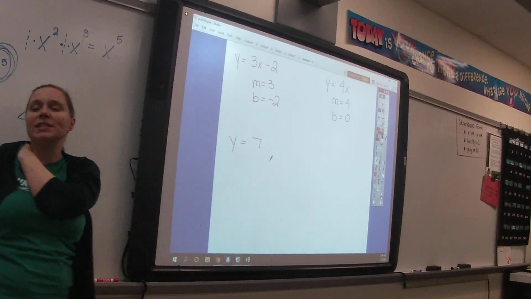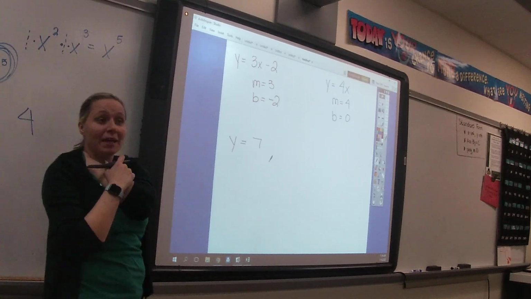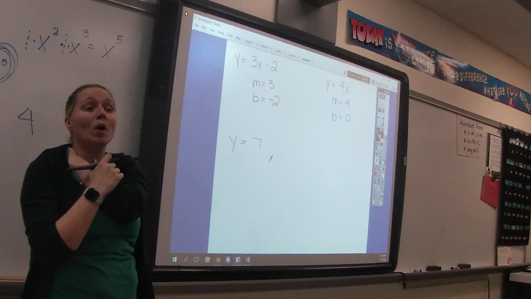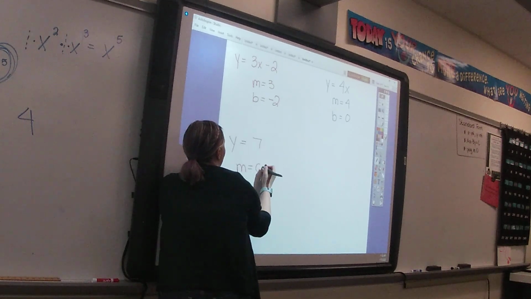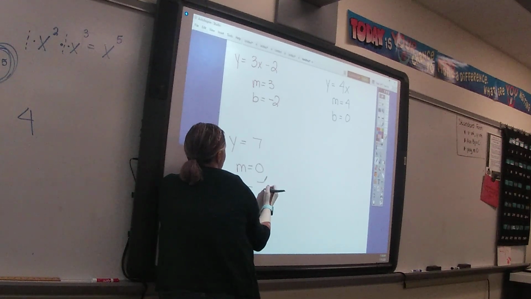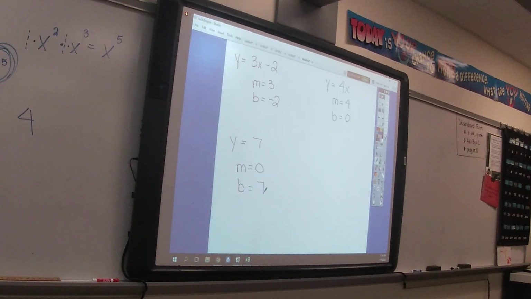How about y = 7? That's the b. That's the b because it's not sitting next to the x. So what's our m? M equals 0. B equals 7. So if it has no slope, what is this line going to look like? Horizontal. Excellent.